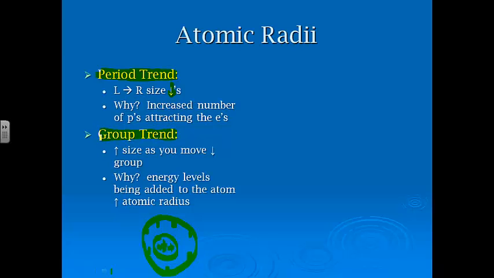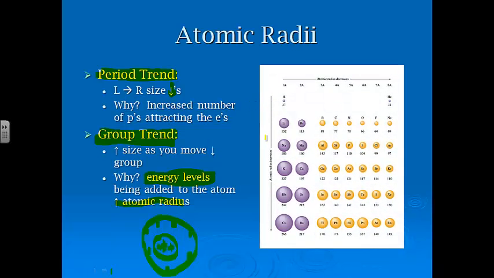Now, for the group trend, size increases as you move down the group. Why? Well, you keep adding energy levels. Even though we know it's not as simplified as this planetary model, and we'll update to the quantum model, you have them being added to the atom in order to increase the atomic radius. And that's all this pattern is showing here. It says the atomic radius increases as you move down this way, and it decreases as you go this way. And that's what that trend shows you.